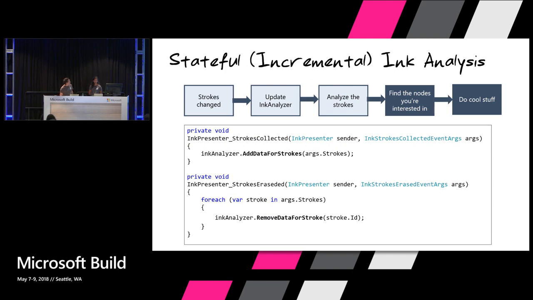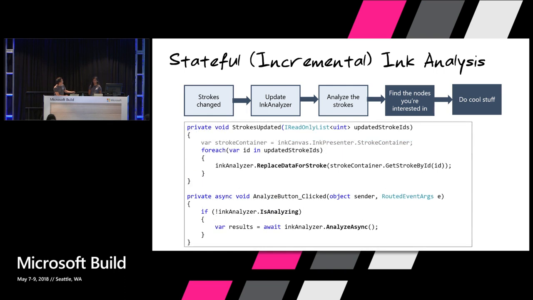Or, just as I showed you, I always update Ink Analyzer. When I collect something, I add it to Ink Analyzer. If I erase something, I remove it from Ink Analyzer. And whenever I transform some ink, I update Ink Analyzer with replace data for the stroke as well. One thing to point out is that though the ink content is updated in the Analyzer, the node property will not update immediately until the next analysis.